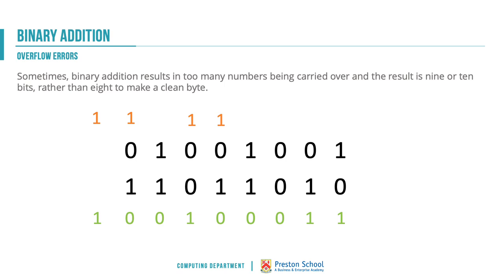Now we said at the start, binary numbers always come in 8 bits. This isn't 8 bits, this is 9 bits. So this would be an overflow error. My first 8 bits, or my right hand 8 bits, make the first byte, and I've then got the 1 at the end left over. That's called an overflow error.